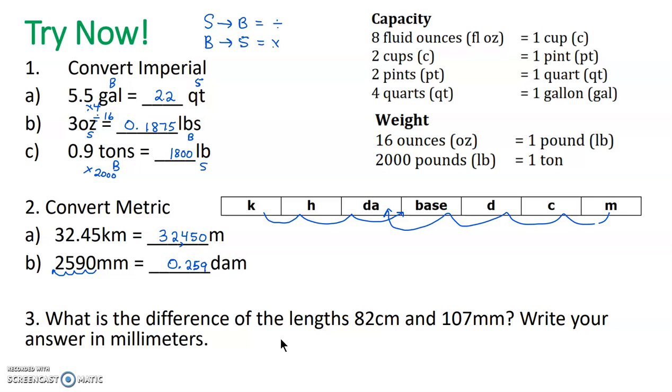And for number 3, what is the difference of the lengths 82 centimeters and 107 millimeters? Write your answer in millimeters. So because they want the difference, we're going to subtract. But first, we're going to convert centimeters to millimeters by moving 1 decimal place to the right. So that will be 820 millimeters minus 107 millimeters. And this will give a result of 713 millimeters.